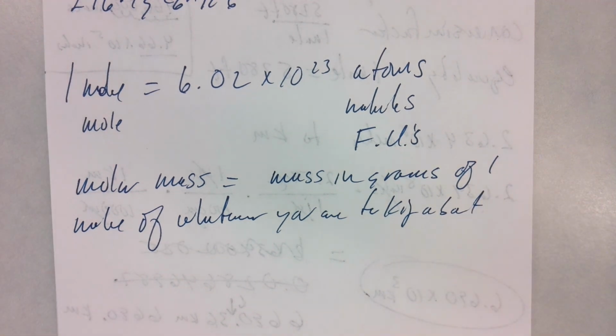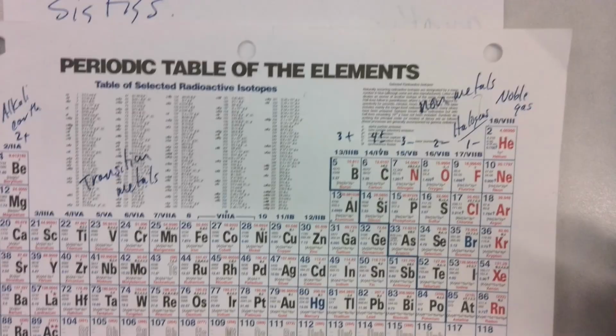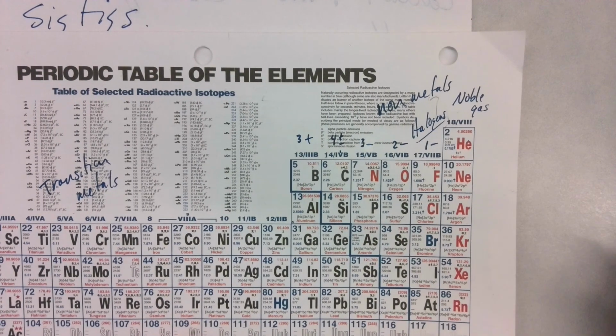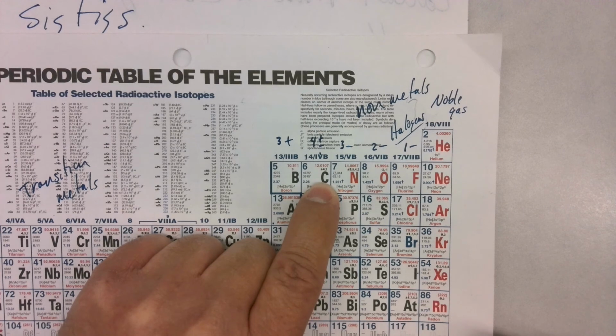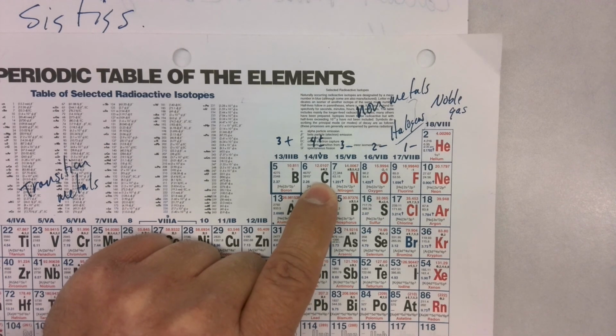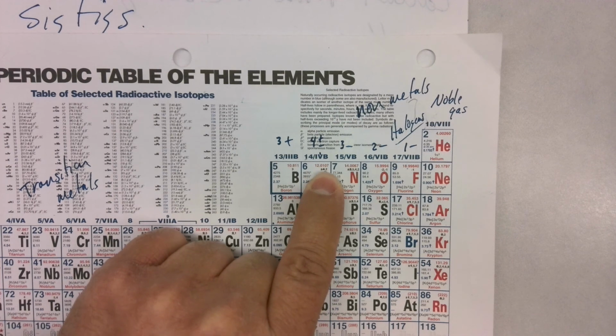Okay, now let me explain something really quick. Let me find my periodic table. Okay, here we go. Now, here is my periodic table. So let's look at this right here. This doesn't zoom very well. Let's say I take a look at carbon, right? Okay, here's carbon. Now, right here, this little red number, that is its mass.